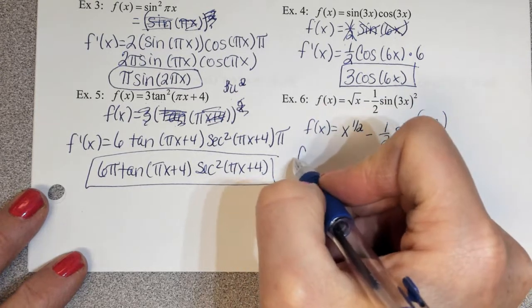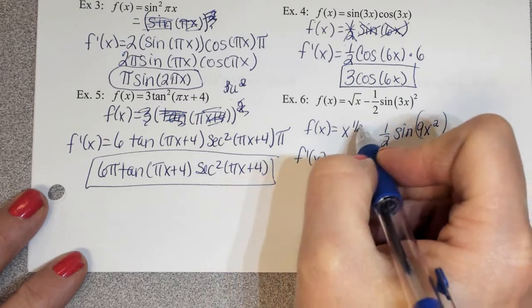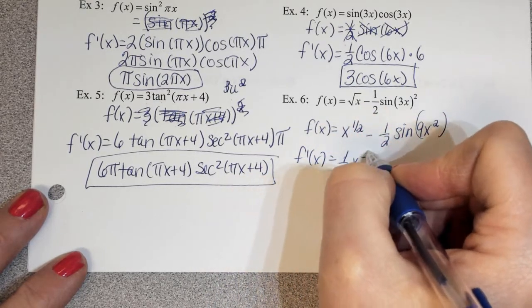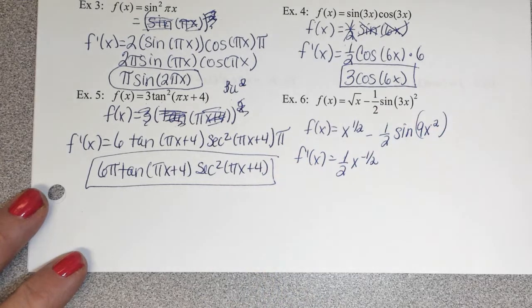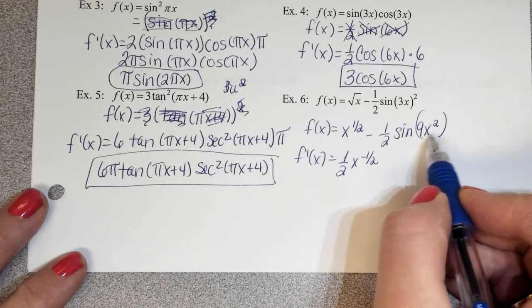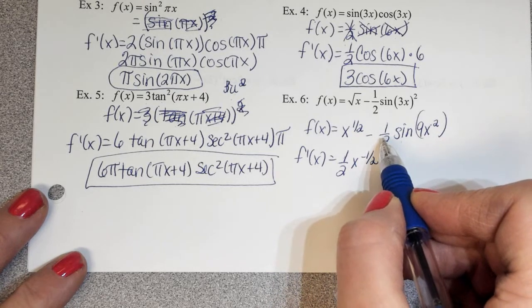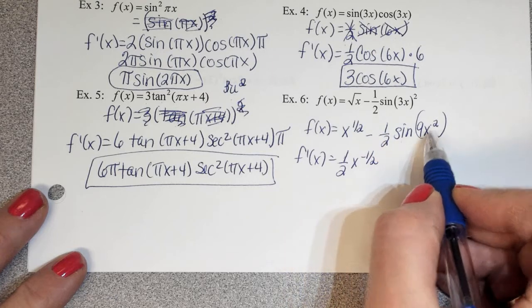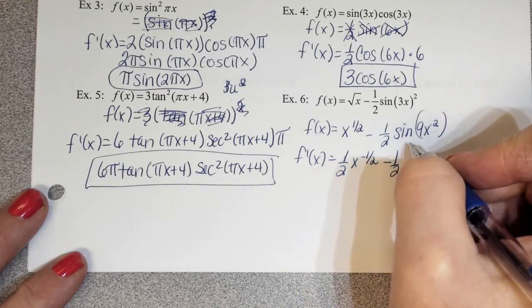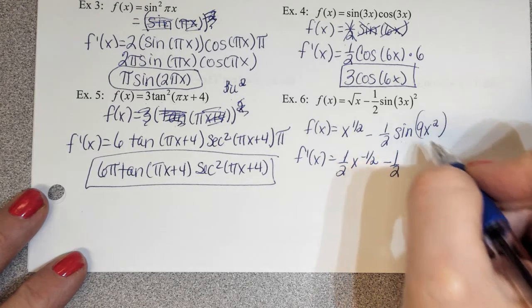So now we have the derivative of x to the 1/2. This is 1/2 x to the negative 1/2. And now we have to do the derivative of sine. Here's my parentheses, that's my u. This is the derivative of k sine u. That's going to be k, what's the derivative of sine u? Cosine u.